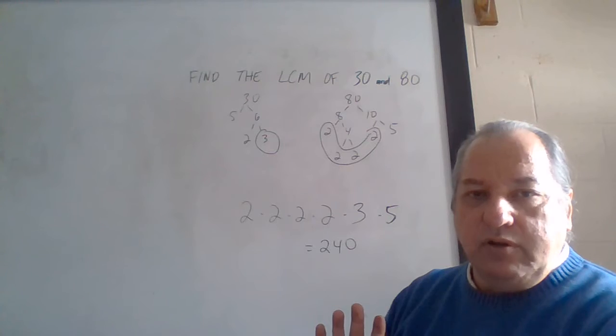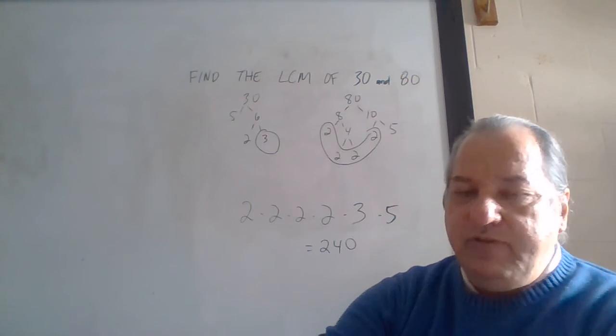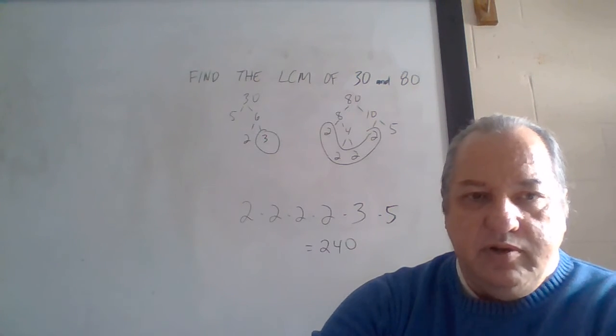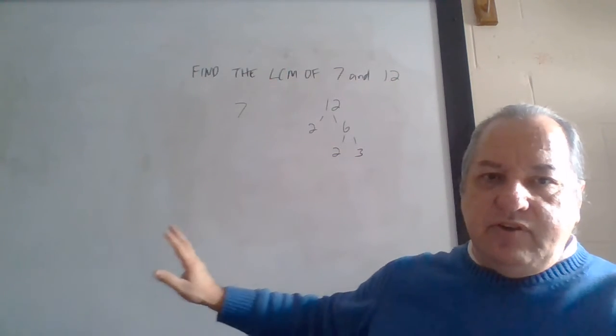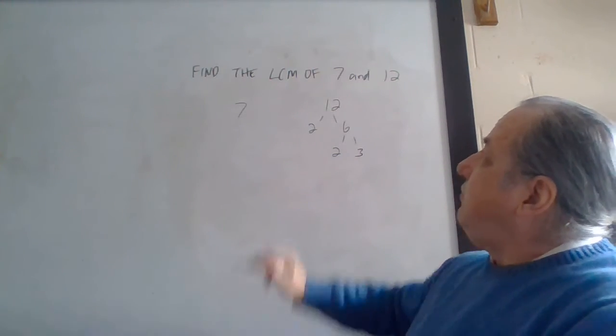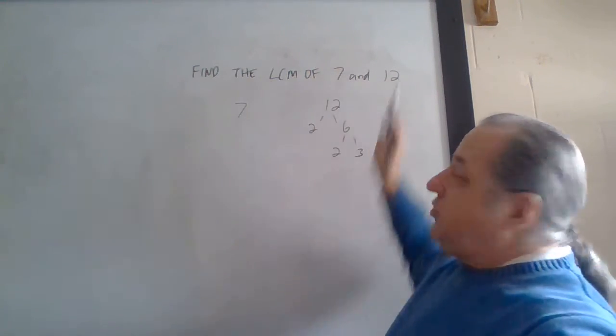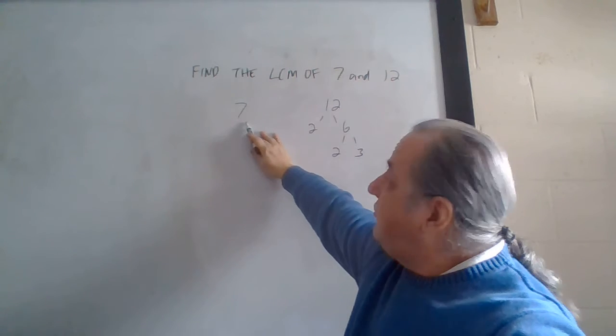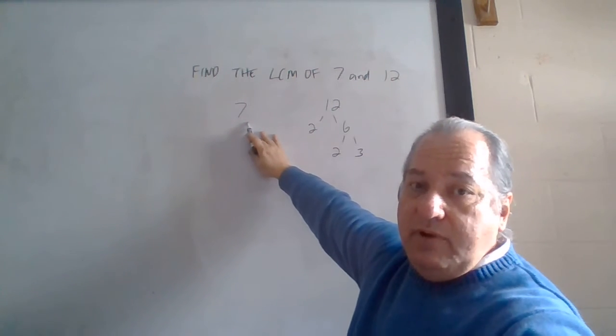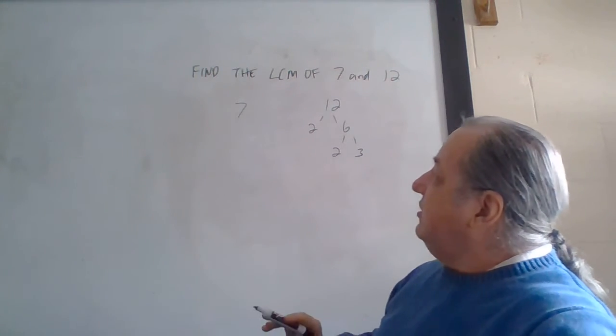We're going to go through one more example together, and then I'm going to have you try a couple. So here we go again. Amazing. Here's our next example. Find the least common multiple of 7 and 12. Well, notice there's no factor tree here. That's because 7 is already a prime number. So I've just got the 7.